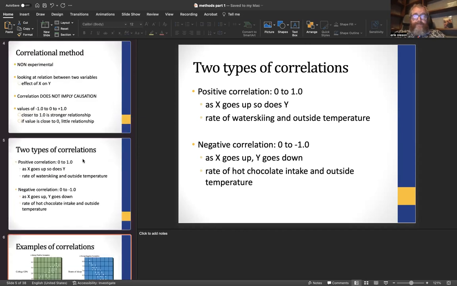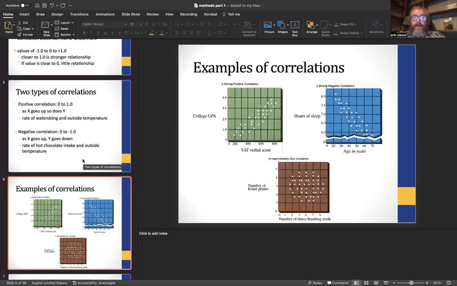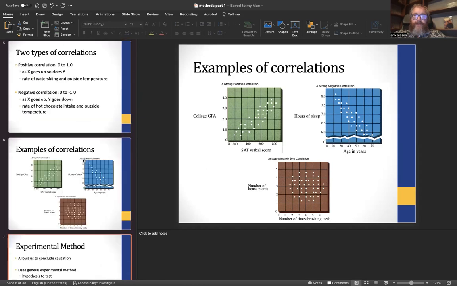Here are just some representative correlations: college GPA and SAT score, hours slept by age in years, and number of houseplants by the number of times brushing teeth. So there you would see no correlation, up to the far left, a positive correlation, and then to the top right, a negative correlation.